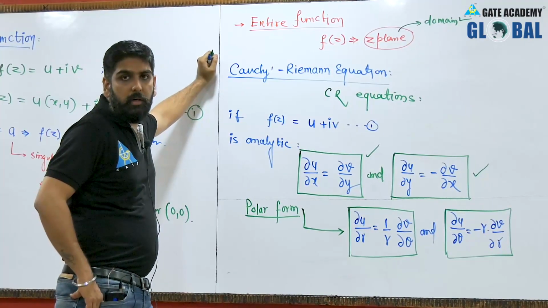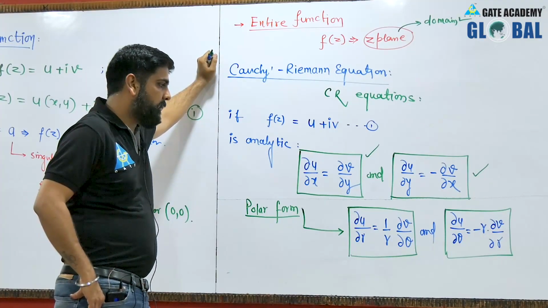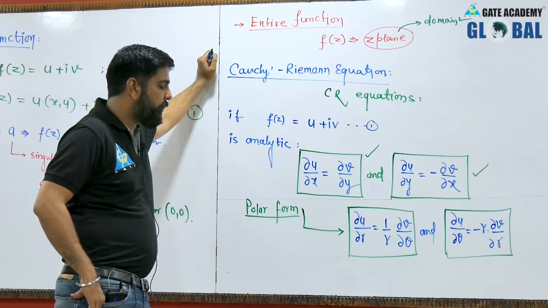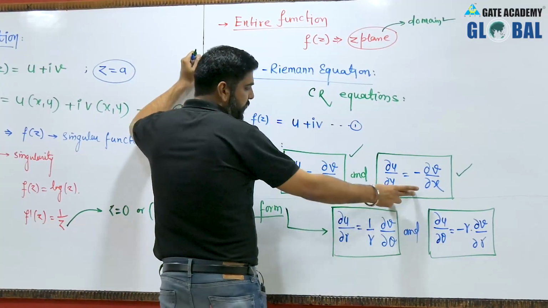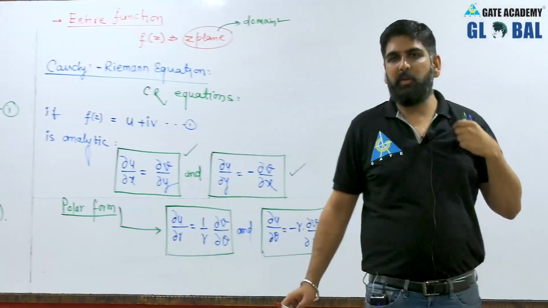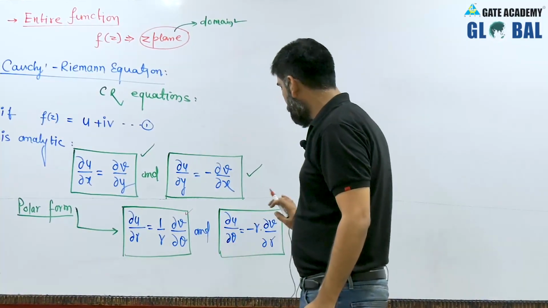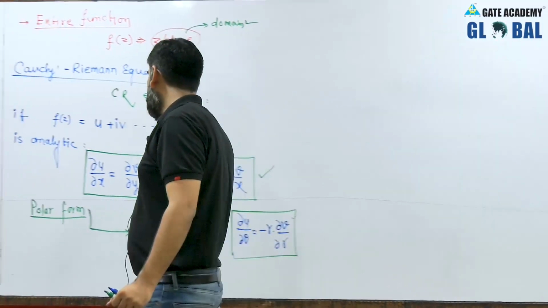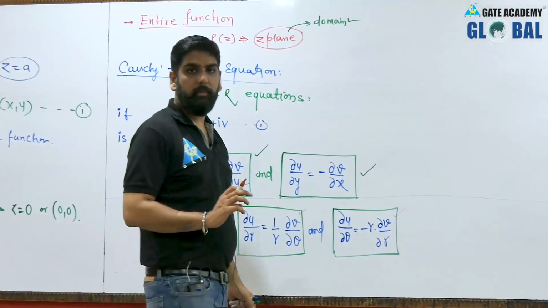Yes, the most used form is the Cartesian form, but we should know the basics of the polar form also. That is why I have written the polar form as well, but you can see we have ticked the important one. The polar form is not very important, but you can have the basic idea, that's enough. So we will use the Cartesian form here: del u by del x is equal to del v by del y, and del u by del y is equal to minus del v by del x, right?